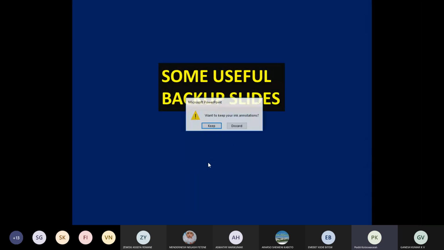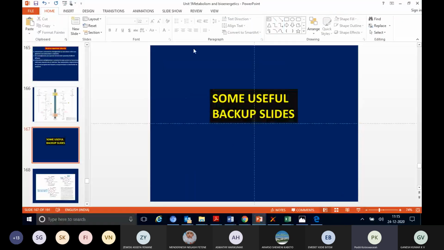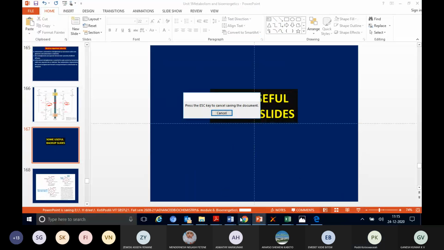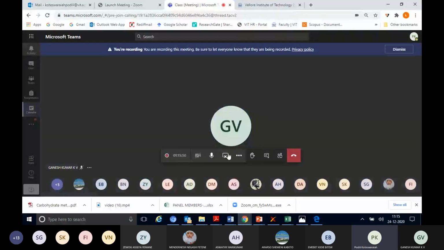So this is about the electron transport chain and oxidative phosphorylation, and it is very, very important even for the exam, and all of you should thoroughly go through this one.